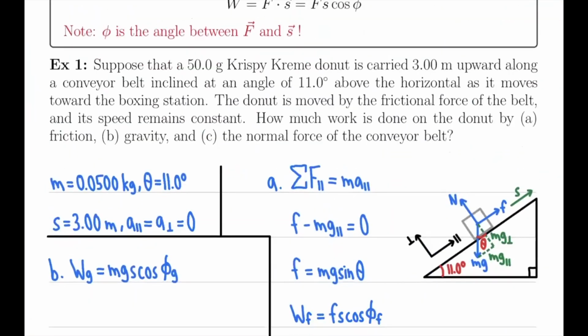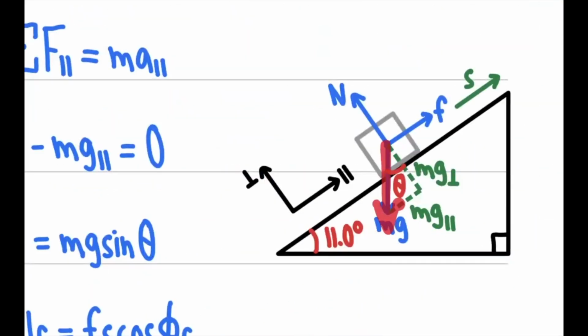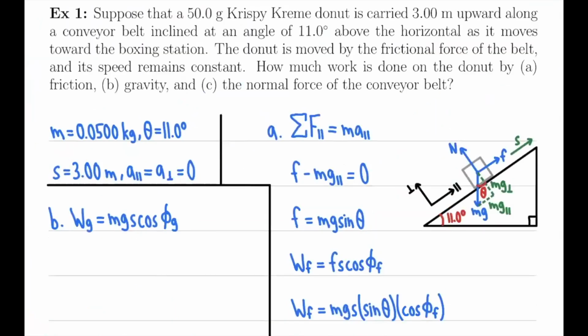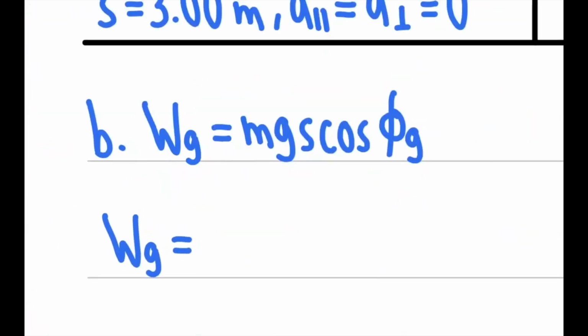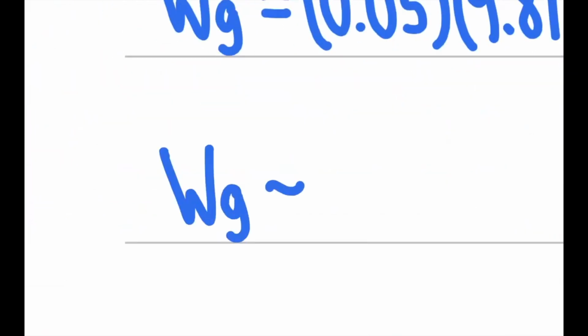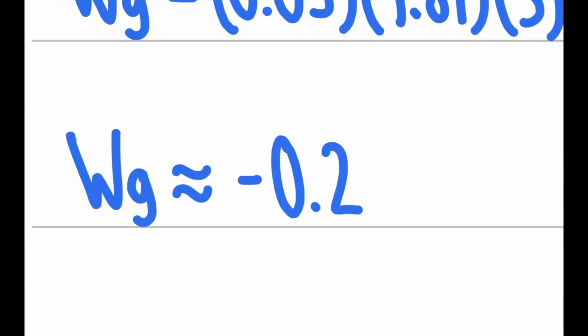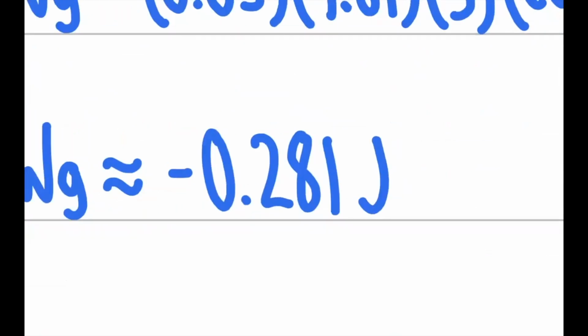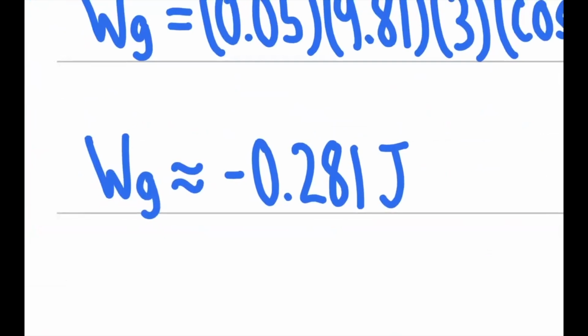So remember, it's the angle between the force and the displacement. So we have to figure out this angle right here. That angle, you can see it's 90 degrees plus this theta, right? The angle is just 90 plus 11 degrees. Now I can just plug everything in. And then if you put that in your calculator, you'll get WG is about negative 0.281 joules. Is that G supposed to be a subscript? Yeah, this is subscript G.